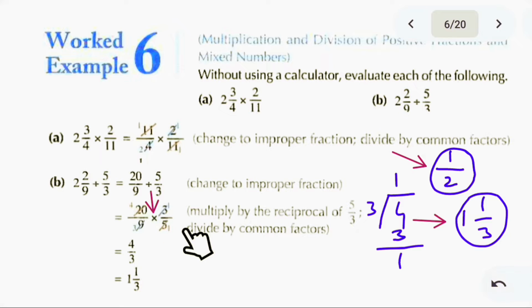And after writing it in this style, again we have cancellation in the same table. 5 ones are 5, 5 fours are 20, 3 ones are 3, 3 threes are 9, and after cutting we multiply the numerators. 4 ones are 4 and 3 ones are 3, and then we can simplify it more by dividing 4 by 3. So 3 ones are 3, and the remainder of this division is 1, that will be written as 1 over 3. So this is how we multiply and divide a positive fraction and a mixed number.